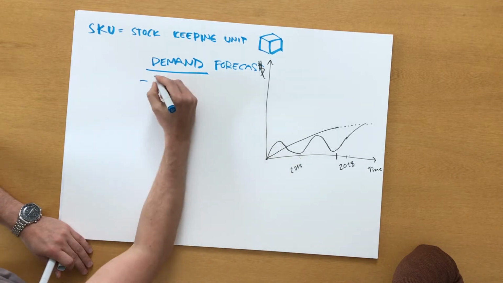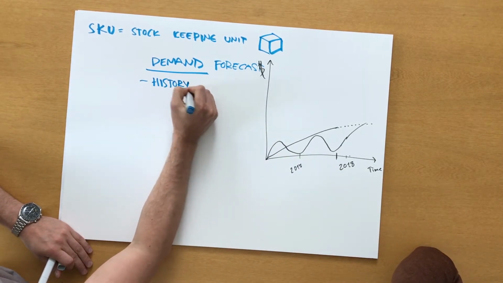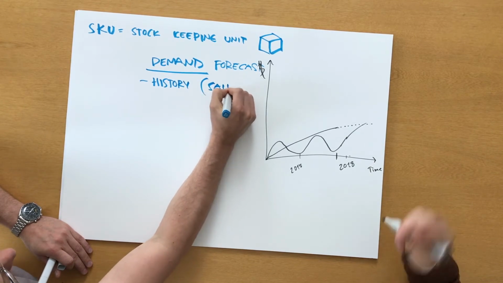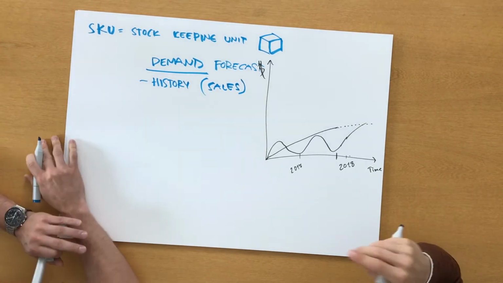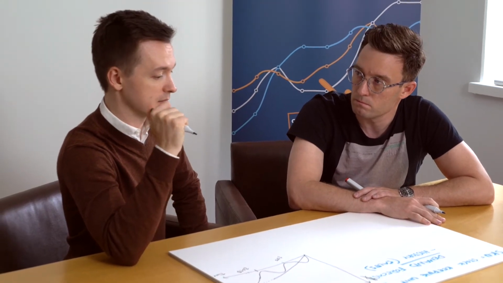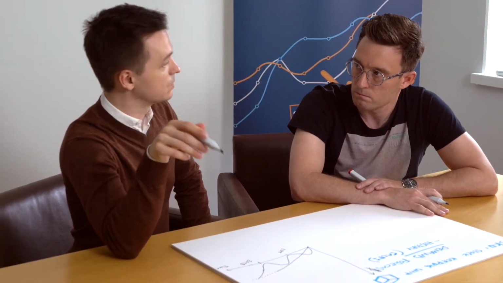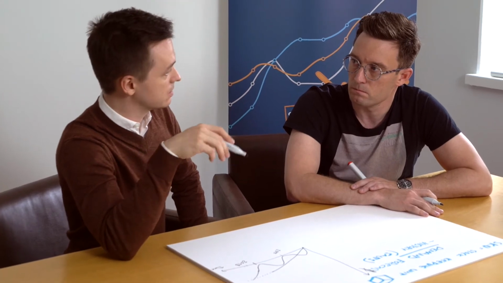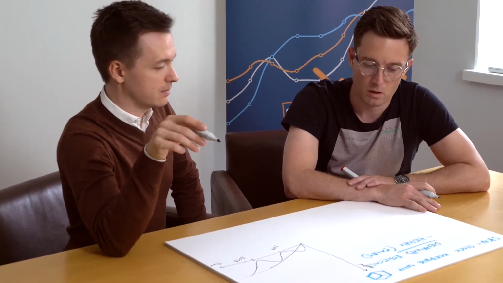So one is of course history. Past sales. Probably your biggest friend here. If you, for example, have to automate forecasts, you might just look at history and try to project it into the future with certain safety stock. That's the easiest way.